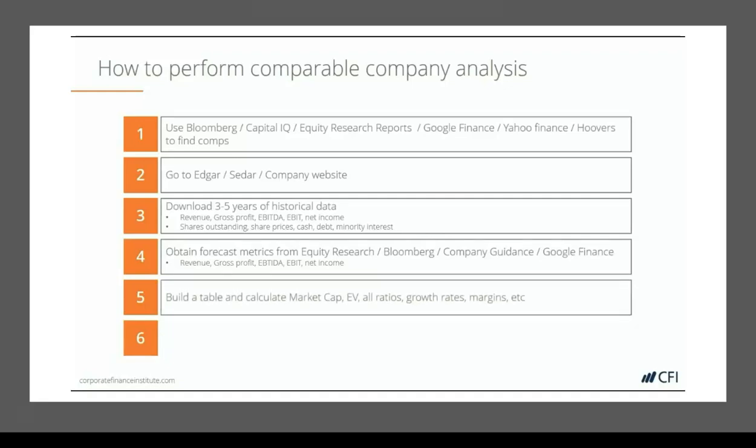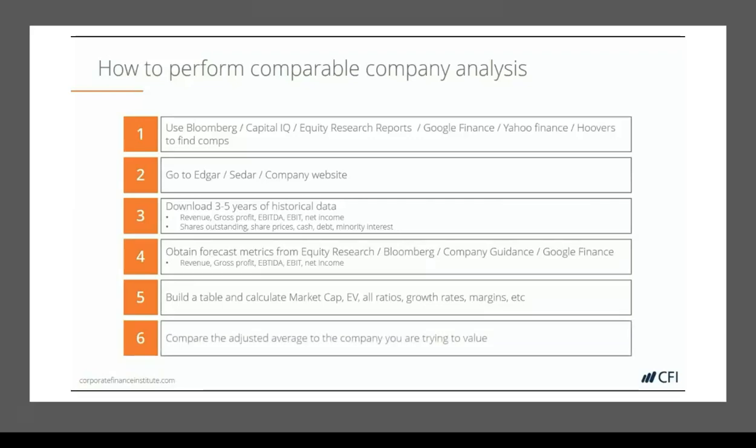Once you have all that information, you can build the table. So you can start by calculating the market capitalization and enterprise value. Then you can use the financial information to build the ratios, growth rates, and margins, etc. in the table. And then finally, you can compare and adjust the numbers, including normalizations or including and excluding other companies. And finally, arrive at what you believe is a reflective range of valuation for the company in question.